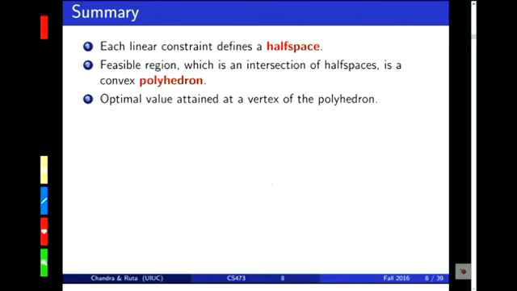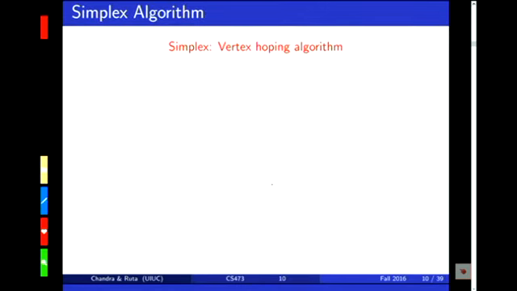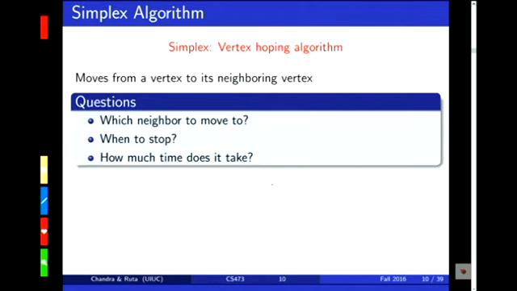Okay, so what we have seen is that we have a set of linear constraints, each defines a half space. If you take the intersection of that, we get a polyhedron. And we know that the optimal value of the LP is at a vertex. So what simplex does is it pivots from vertex to vertex. So it starts from some feasible vertex, moves to its neighbor, moves to another neighbor, and so on. Now the question is which neighbor to move to, when to stop, and how much time does the entire thing take. So we'll try to answer these questions and then the algorithm will be clear.